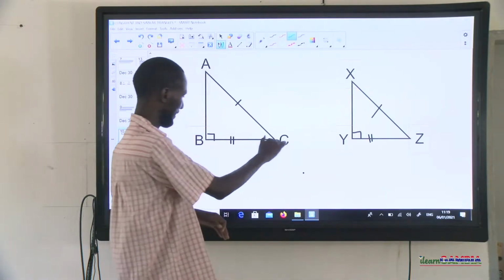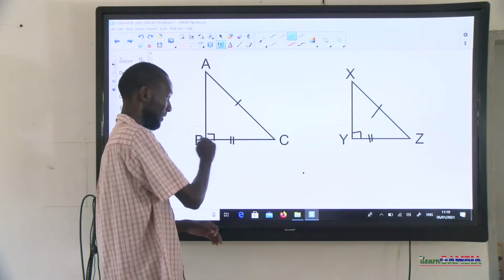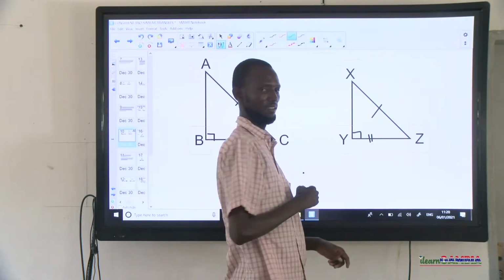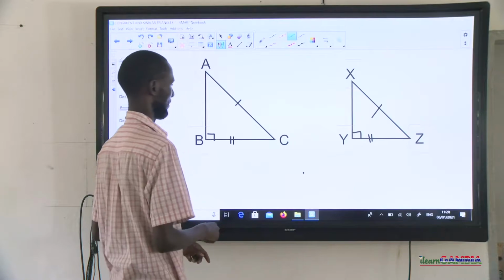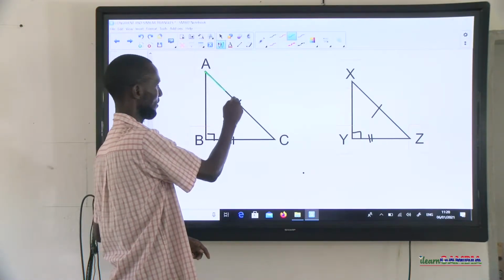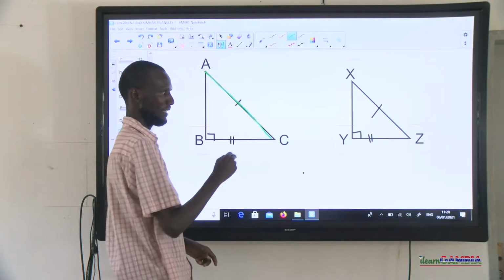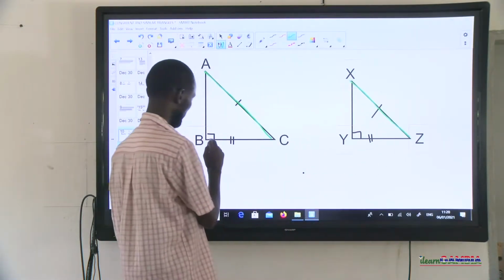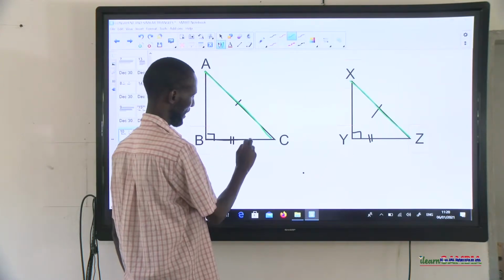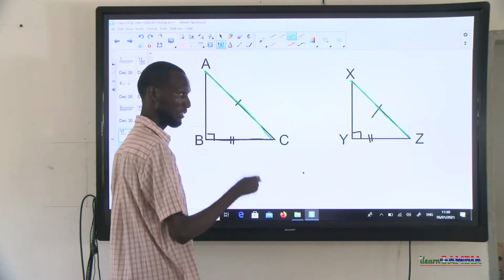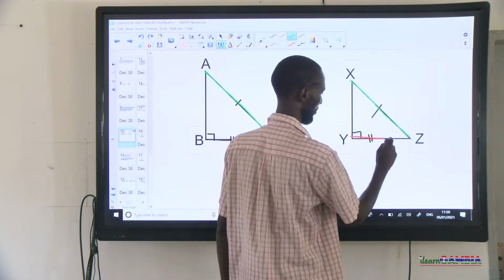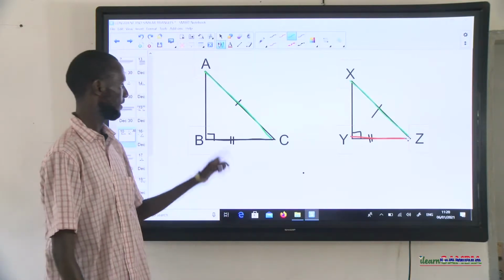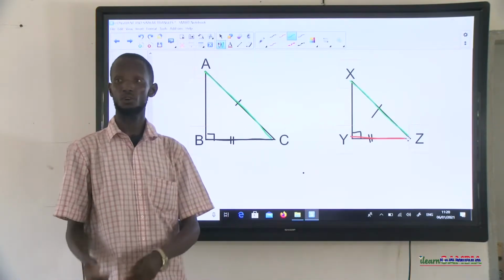Then their bases, the base of triangle ABC, which is BC, is equal to the base of triangle XYZ, YZ. Alright? So that being the case, the hypotenuse of one triangle being equal to the hypotenuse of the second right-angled triangle, and one side of this triangle being equal to the similarly located side of the second triangle, this also is enough to prove congruency. So you can conclude that these two triangles are congruent. Okay?